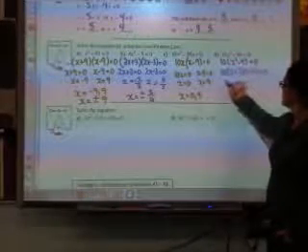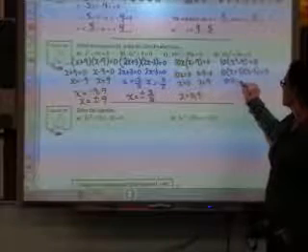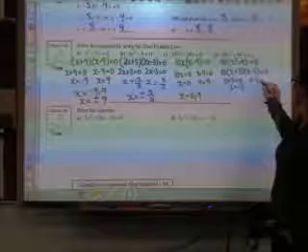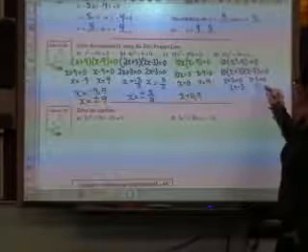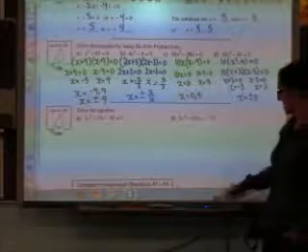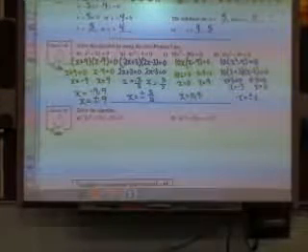The plus and the minus 3, x plus 3 equals 0, so I get a negative 3. X minus 3 equals 0, and I get a positive 3. So x equals positive and negative 3.